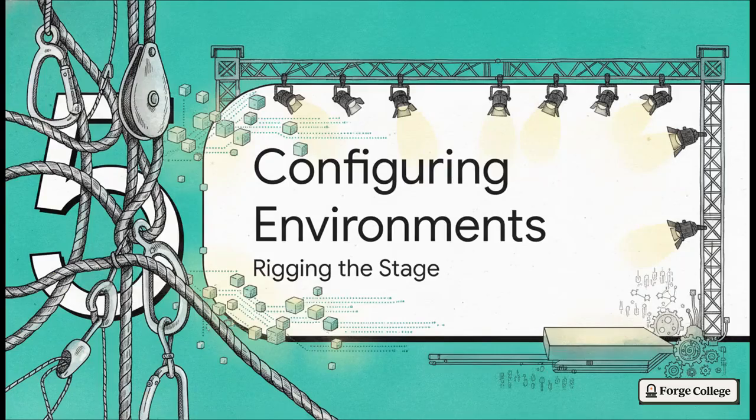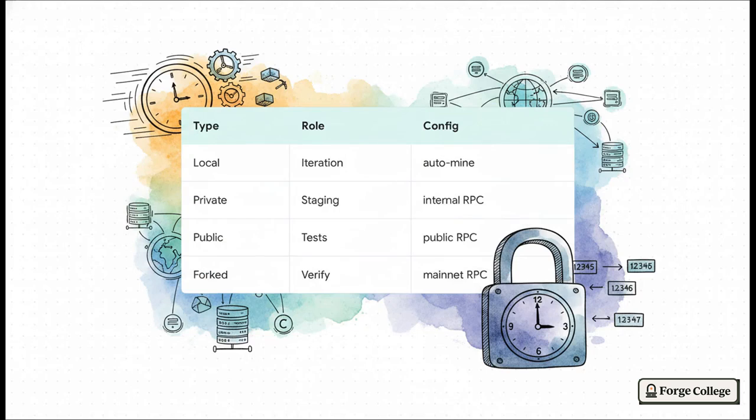Okay, final section, configuring your environment. We are moving from the abstract theater concepts into the concrete reality of rigging the stage. How do we actually hook all of this up in our code? This matrix you see right here, this is essentially the blueprint for your deployment toolchain. Notice how the recommended config perfectly matches the goal of the testnet we talked about.